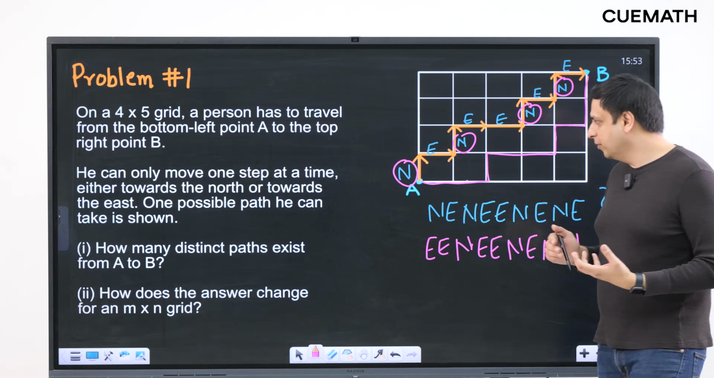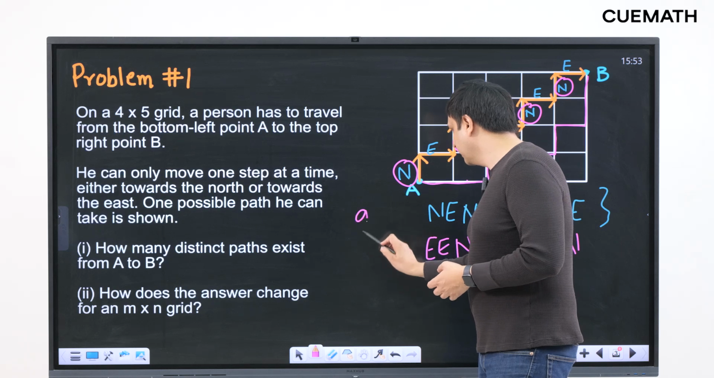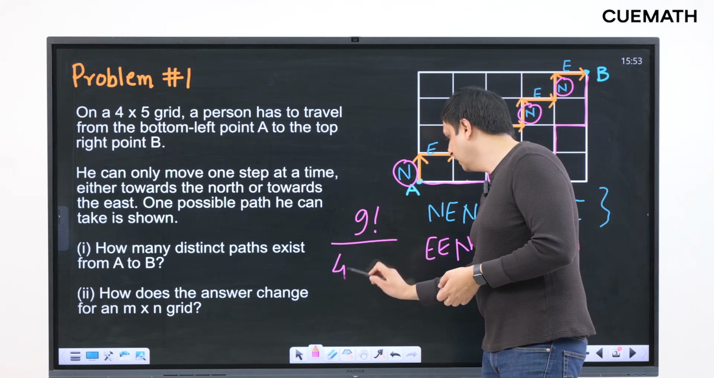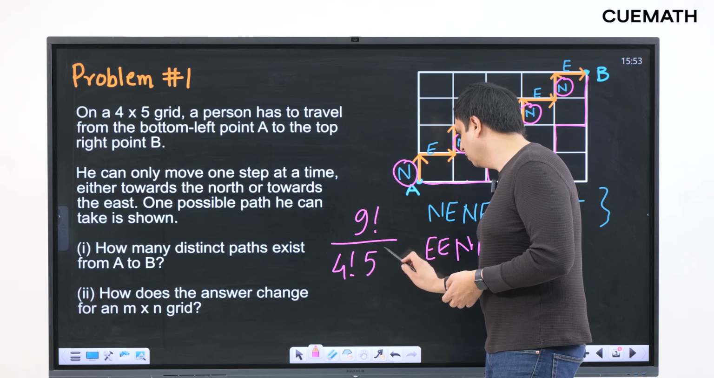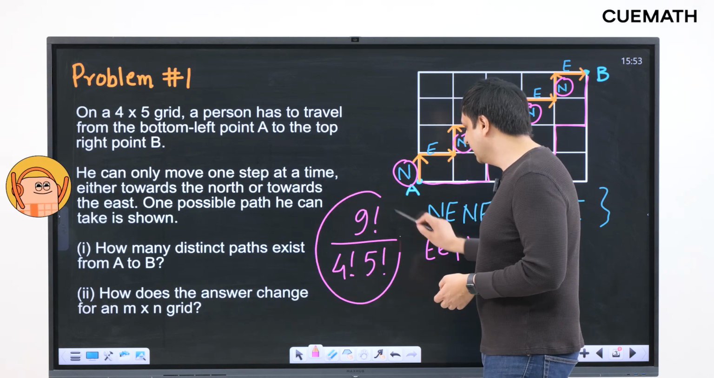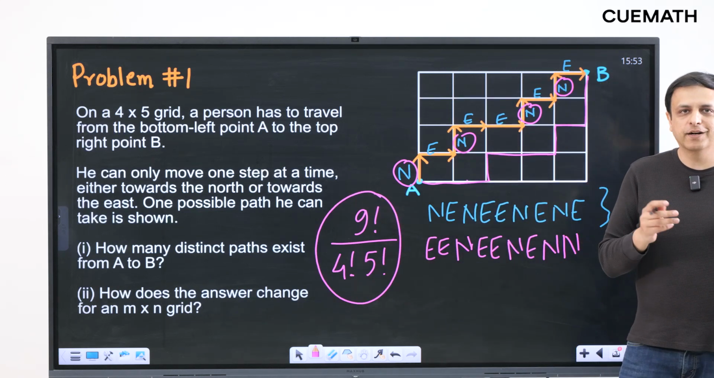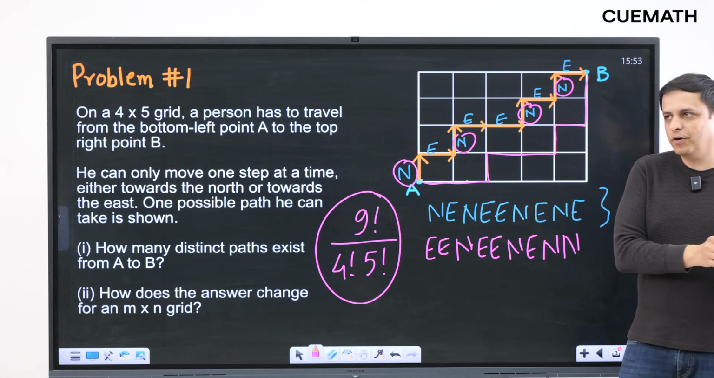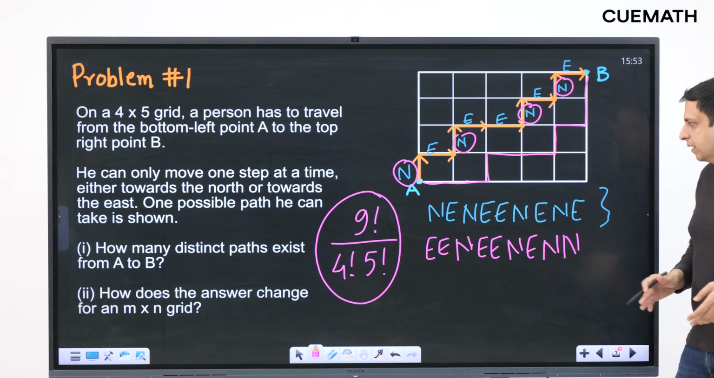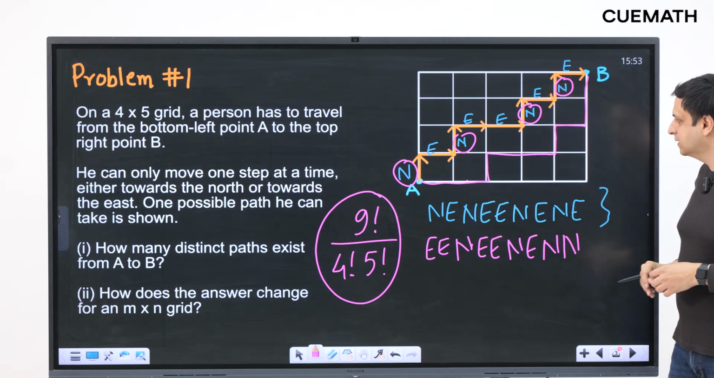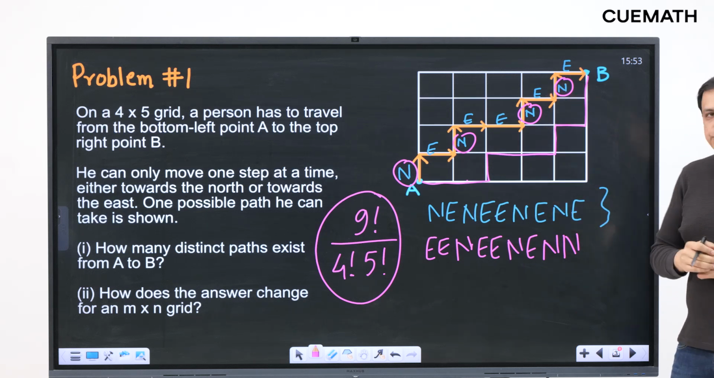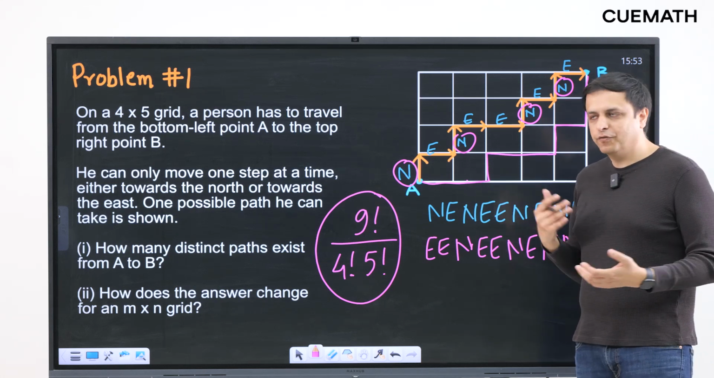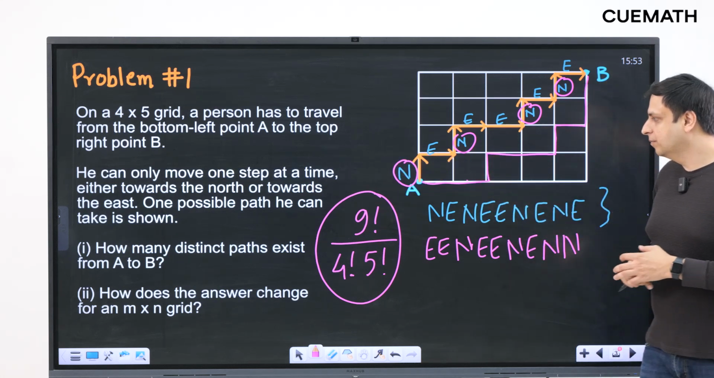So the total number of permutations will simply be 9 factorial by, there are 4 N's, so 4 factorial, and there are 5 E's, so 5 factorial, and this immediately gives us the number of all possible paths. So see how we transformed the original problem into a different counting problem. Instead of counting the number of paths, we counted the number of permutations of this string. So this is what I mean when I say this is a beautiful transformation from one problem to another.